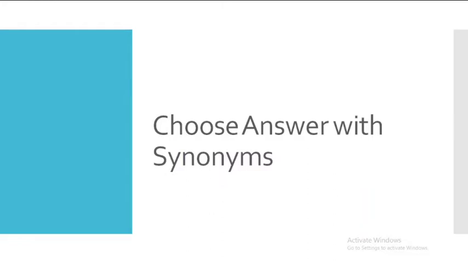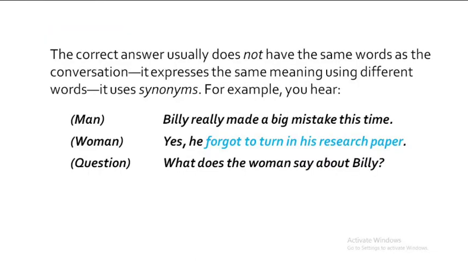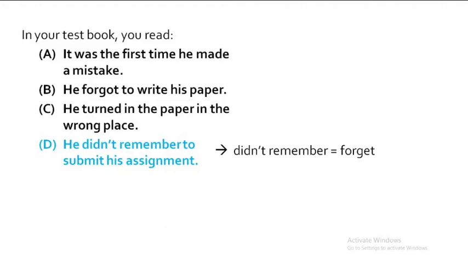Then, the second strategy is to choose answers with synonyms. The correct answer usually does not have the same words as the conversation. It expresses the same meaning using different words. It uses synonyms. For example, you hear the woman say he forgot to turn in his research paper. In your textbook, you read multiple choices like this. Forgot and didn't remember have the same meaning, so the answer is D.